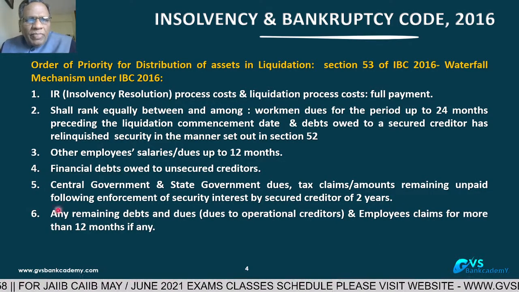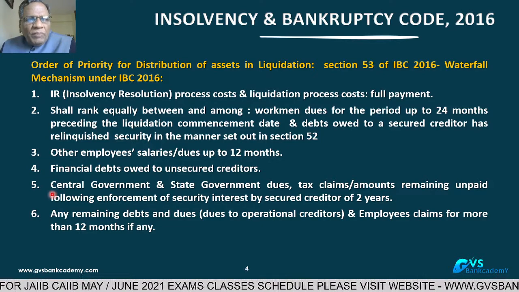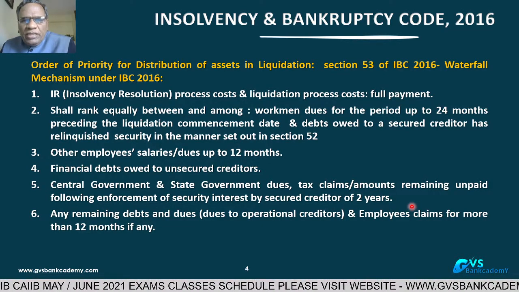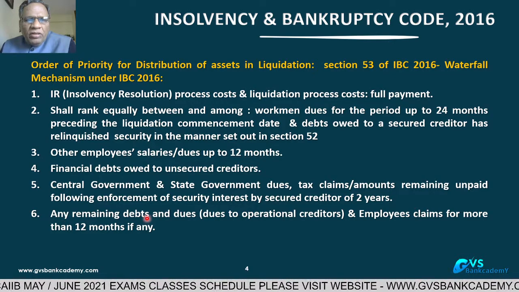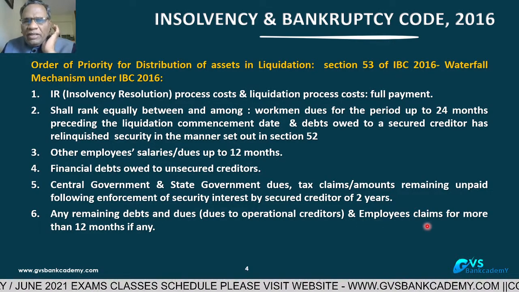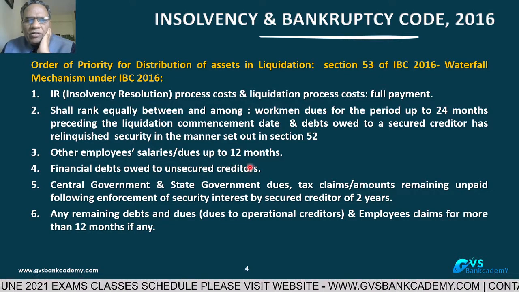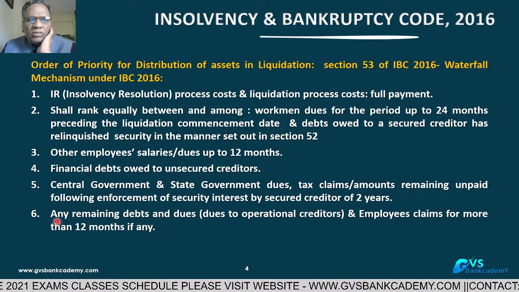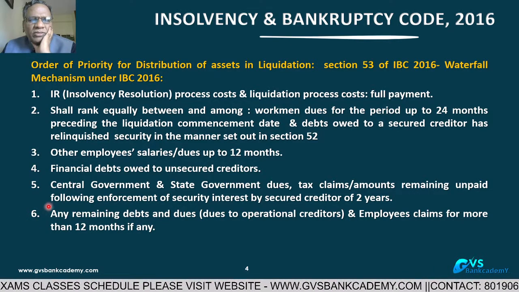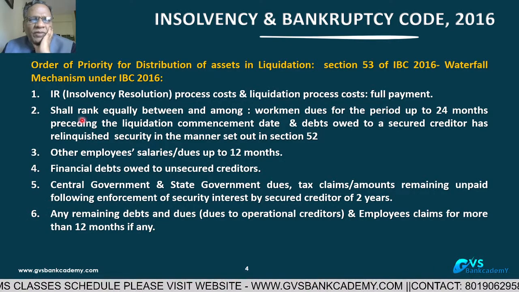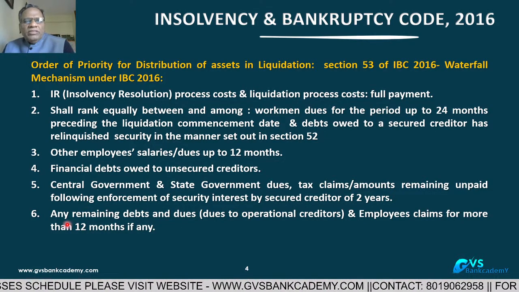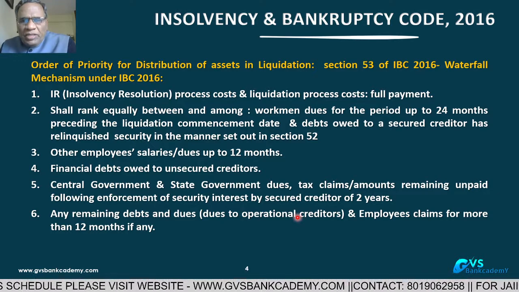Sixth, after full payment up to 1, 2, 3, 4, 5, any remaining amount goes to dues of operational creditors and employees' claims for more than 12 months. That is going to be distributed under the sixth point. So only after full payment of 1 to 5, if any surplus is there, this sixth, operational creditors and employees, will be paid.